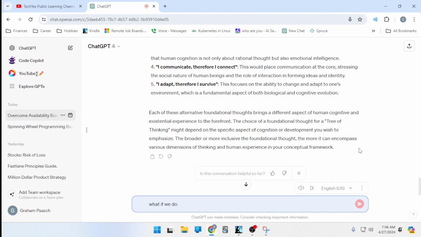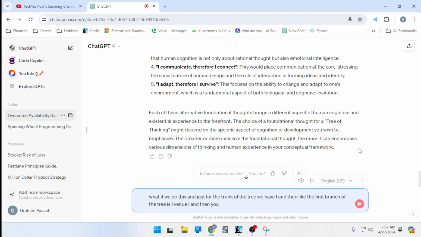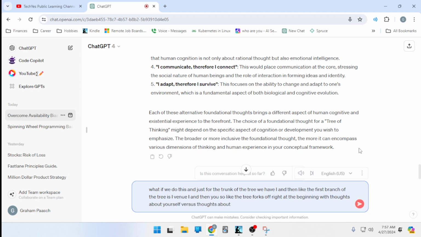What if we do this, and just for the trunk of the tree we have I, and then the first branch of the tree is I and then you. So the tree forks off right at the beginning with thoughts about yourself versus thoughts about others. Does that make sense?